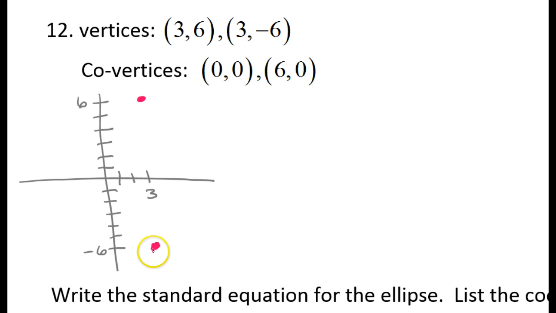Okay, look at that symmetry. Up 6, down 6. That tells me that the center is going to be right on the x-axis at the point (3, 0). So I know that the center is (3, 0). That's going to give me half of the equation right now.